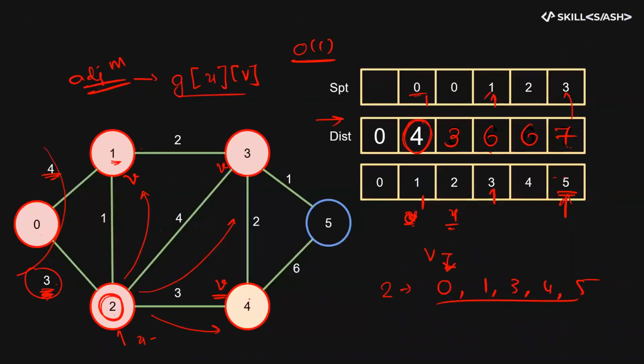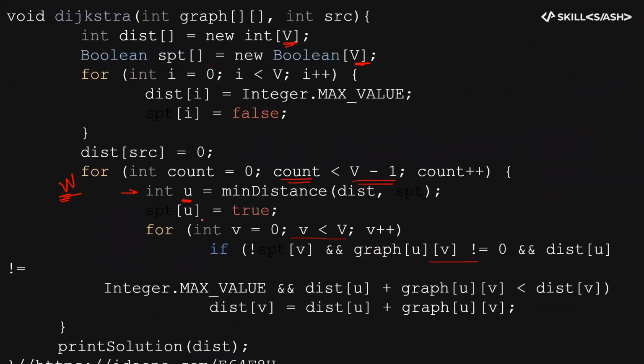After that, I'm traversing all the nodes 0, 1, 2, 3, 4, and 5, and I see whether it's unvisited, whether the edge exists, and whether the final distance is lesser than what it already has. Only then do I update it. So the point is, for each node I'm iterating over all the nodes again and again, and that's why it's V into V, which is V square, or with n nodes, n square. Clear?